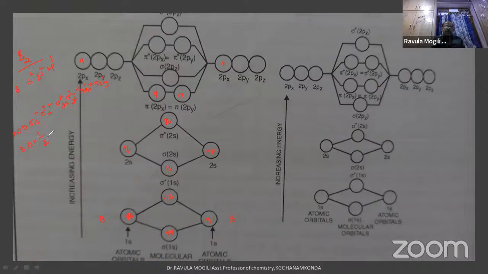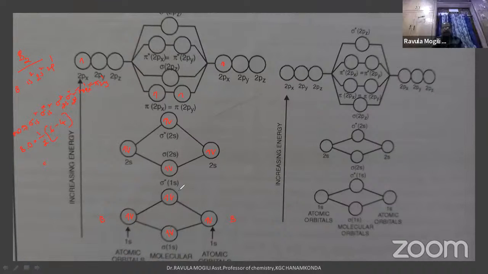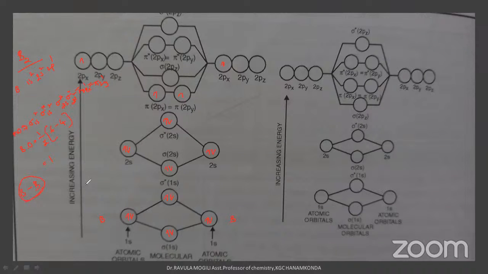So here, 1 by 2, how many bonding electrons? 6 minus 4. Is it clear? Any doubt? Yes, sir, clear. So these are bonding. Here, these 2 pairs are anti-bonding. So here, the bond order is 1. If the bond order is 1, a single bond is formed between boron and boron.